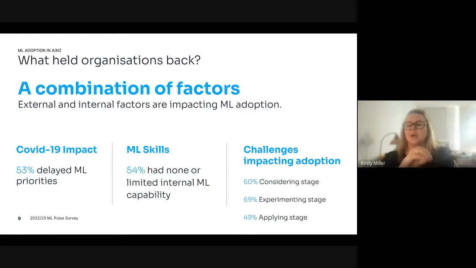And I guess another key point to call out here is even when you're mature, even when you're in the applying stage, you're still experiencing challenges. Even mature machine learning organizations are continuing to face challenges. And I guess really, in our work with clients, we do find that organizations continue to underestimate the complexity, the range of skill roles, and the changes that you need to make to do machine learning well.